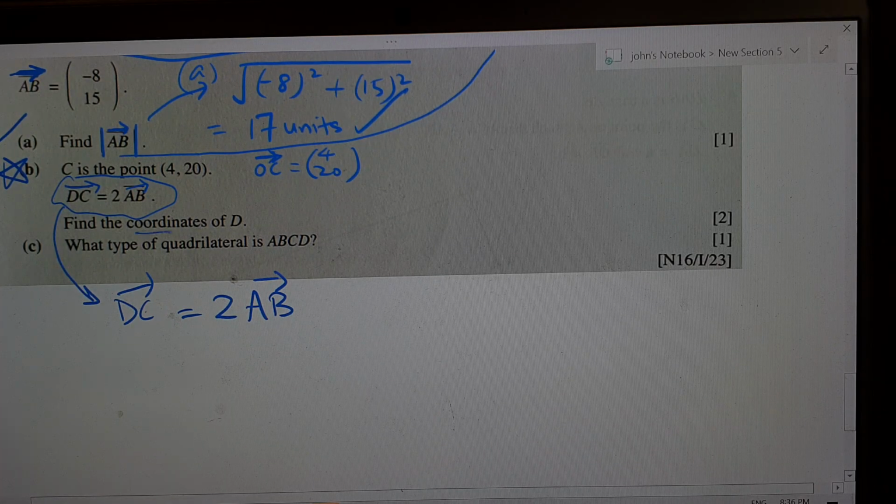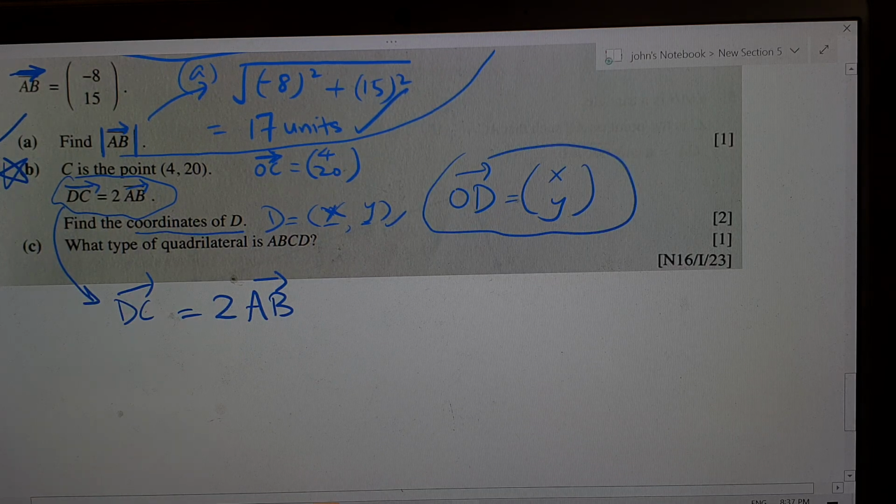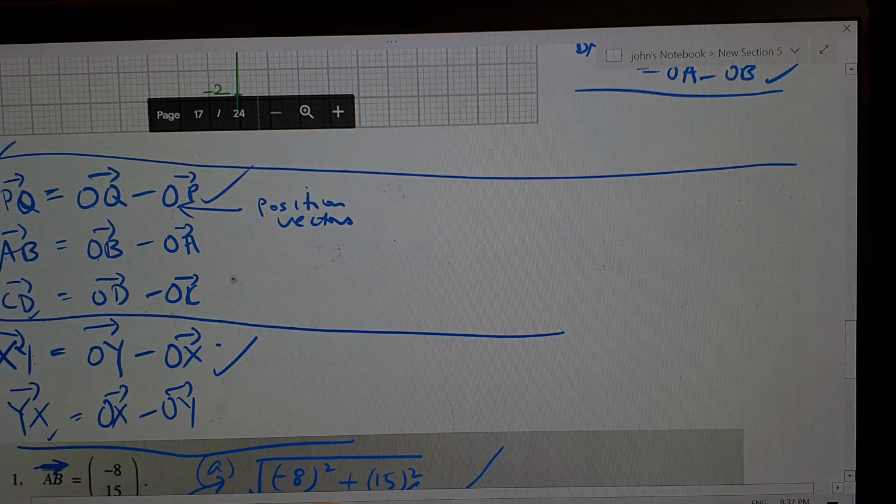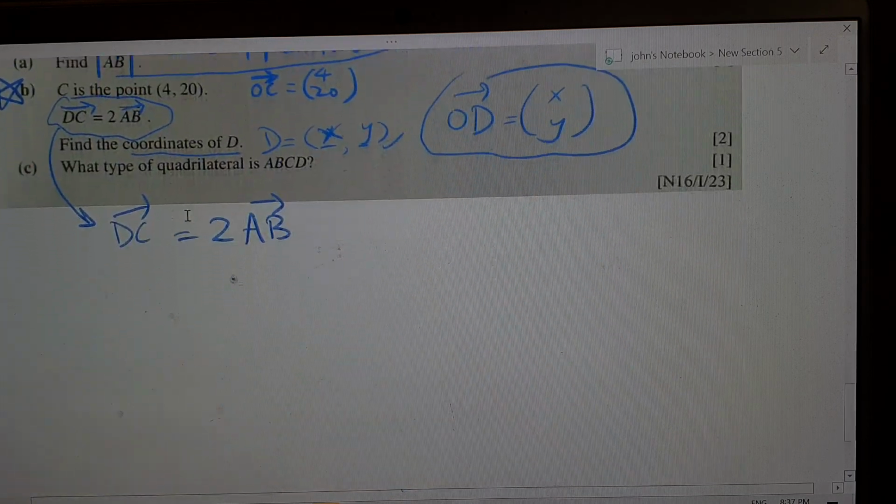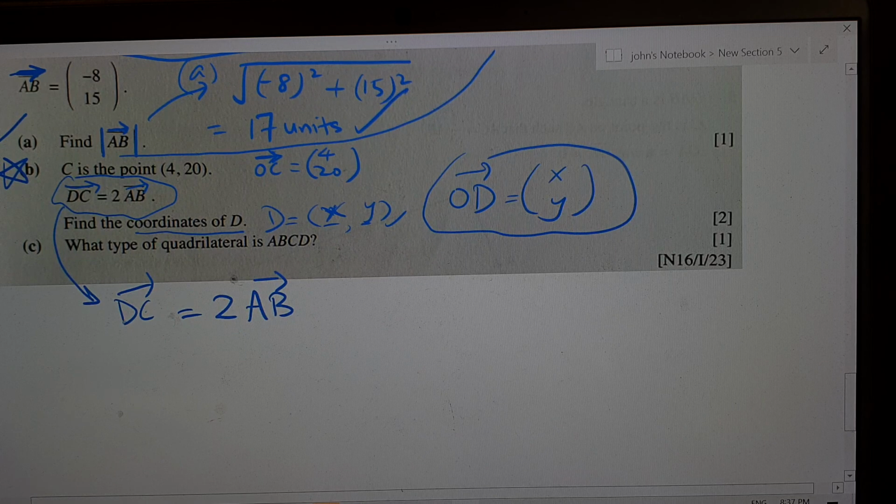Then they want you to find the coordinates of D. Coordinates of D means X and Y, right? But don't you agree that once we can find OD, then we will be able to find the coordinates of D already? So we need to find this. How to find this? Break this up. How to break this up? We learned just now already. We spent so much time talking about it. Break it up into its position vectors. Why? Because position vectors are actually the coordinates. So DC means the second one minus the first one. And then these two, leave it outside first. It's like algebra. Second one minus the first one.